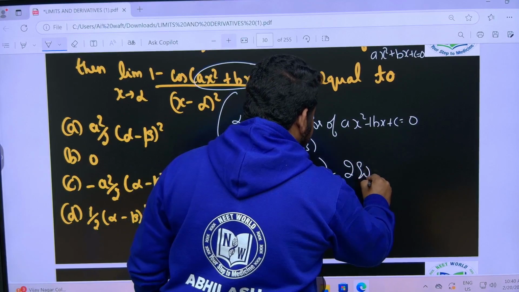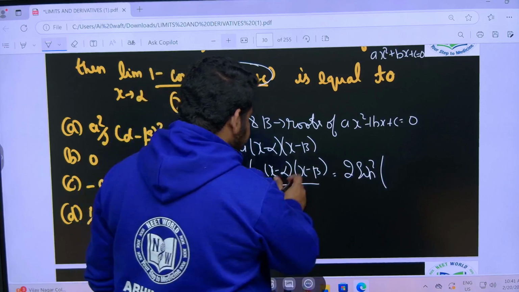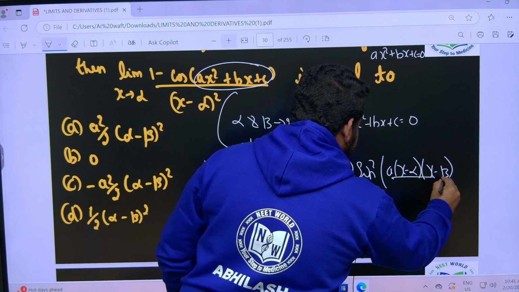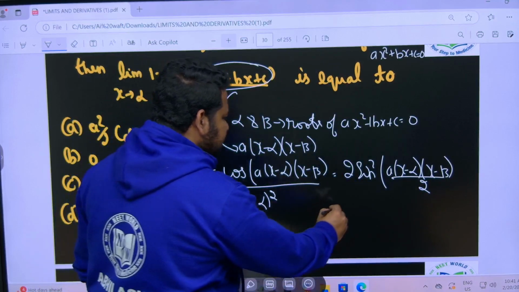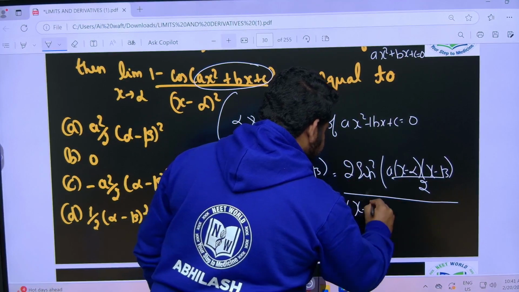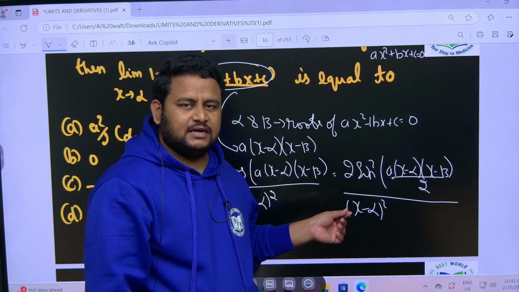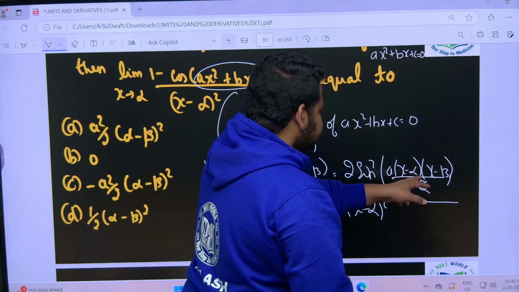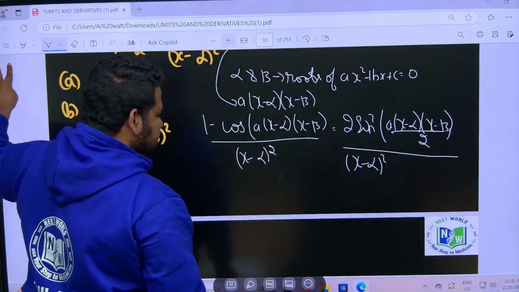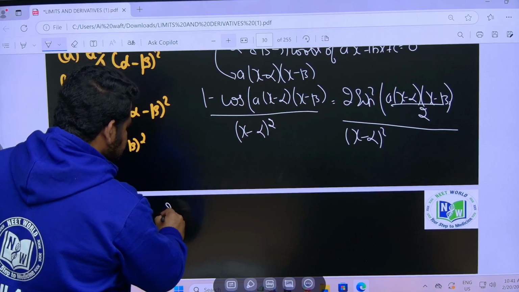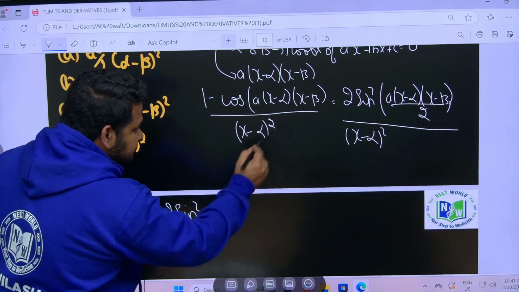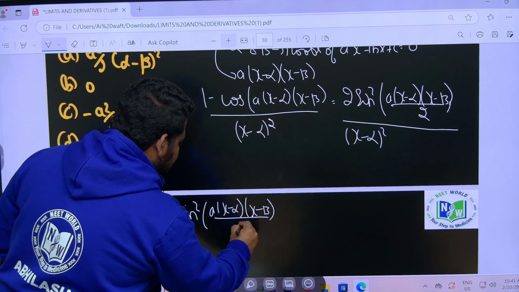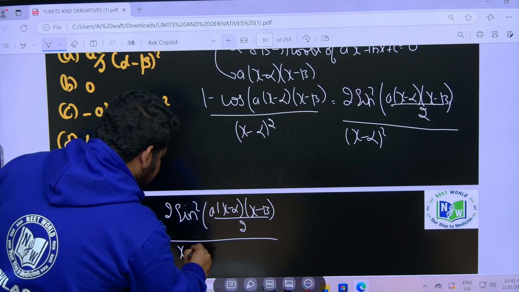2 sin square, with whatever theta is inside, that is also squared. So let me write it as it is: 2 sin square of a into (x minus alpha) into (x minus beta) by 2, divided by (x minus alpha) square in the denominator. Now I want to make it into the limit of sin x by x, or sin square x by x square.